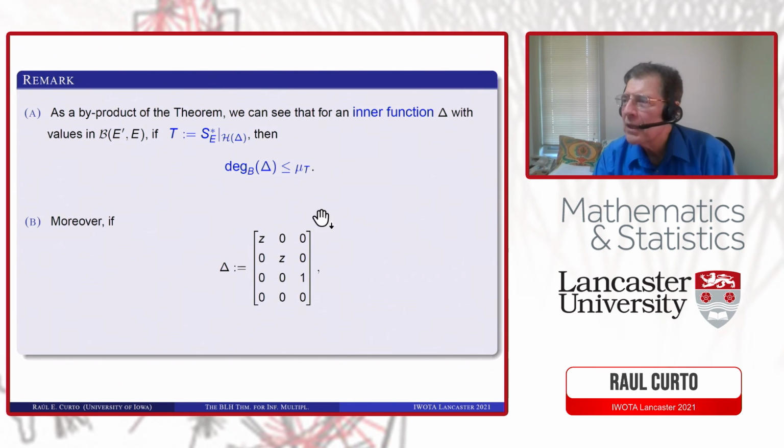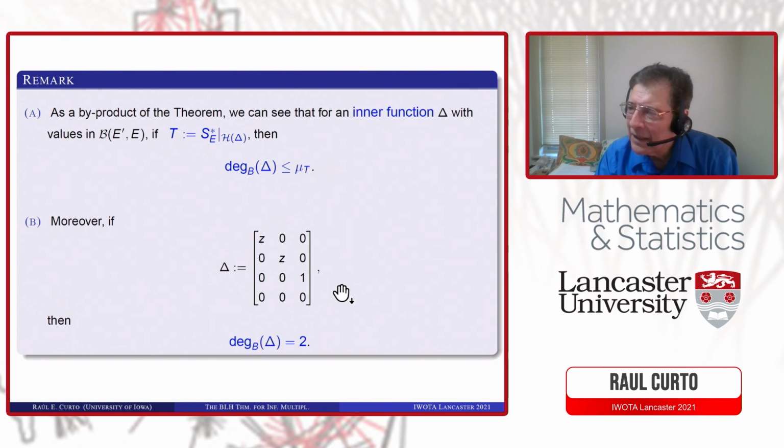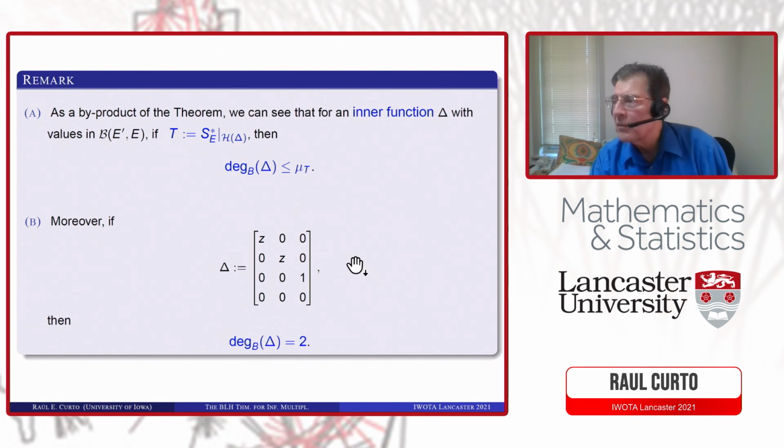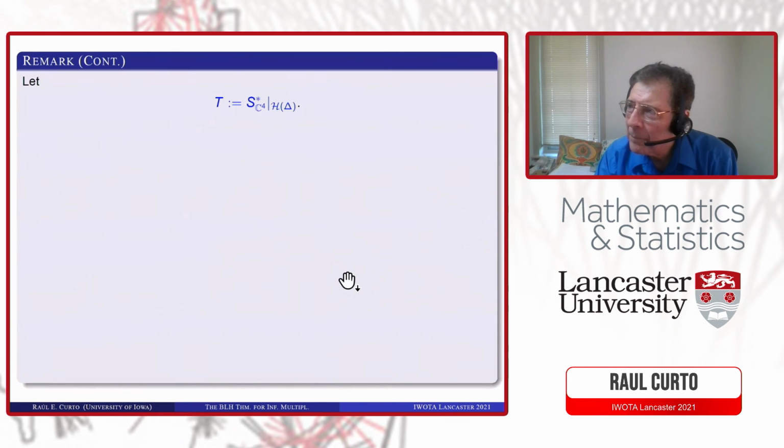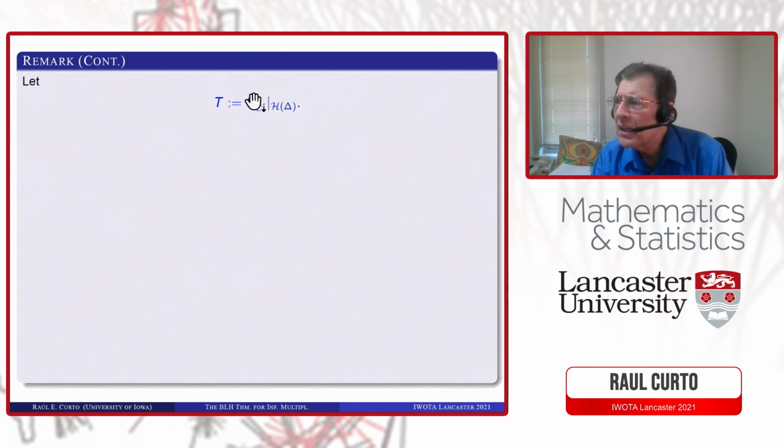And moreover, if I look at this particular example, look at this delta, it's a 4x3 matrix. I put capital Z's in the diagonal and put a one. This is built like this for a purpose. And then what I calculate is that the Beurling degree is equal to 2, okay? Not too difficult to figure that out. So Beurling degree equal to 2 for that particular delta. Now I'm going to look at the spectral multiplicity. So T is given by this, we're working in C4, right?